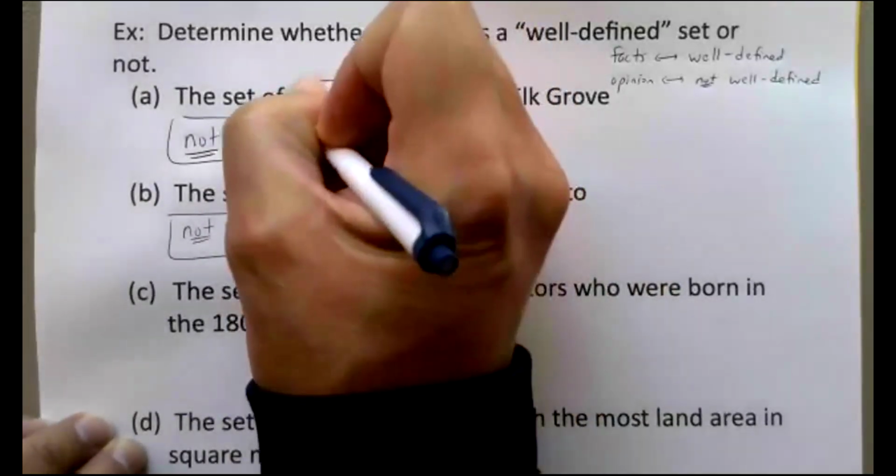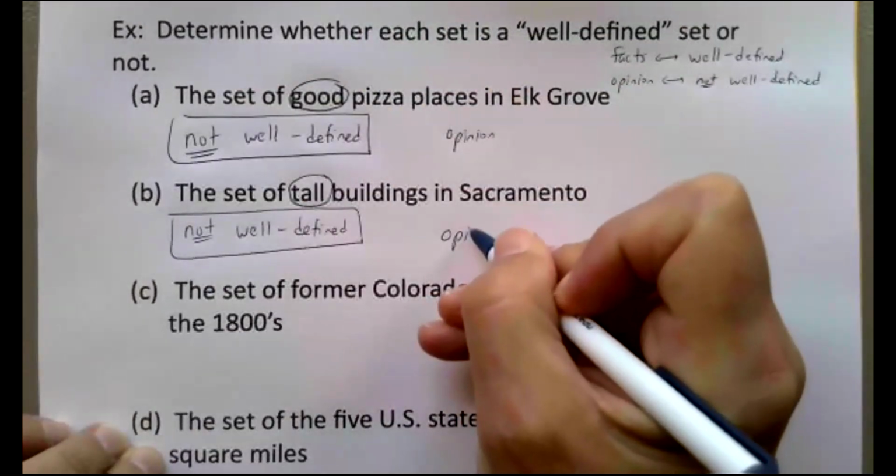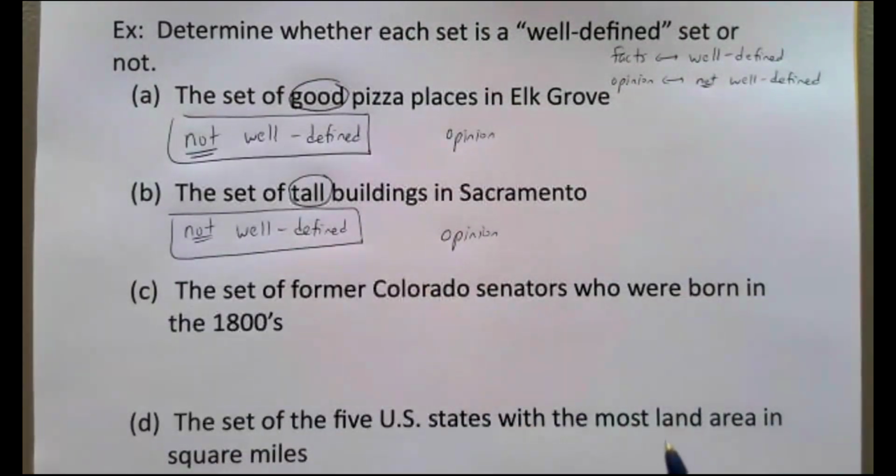What does the word good mean? You might think something's good. I might think it's not good. It has to do with our opinion. It is not well defined. I might have my answer for what I think are the set of tall buildings in Sacramento. You might have your own answer for what you think of as the set of tall buildings in Sacramento, because our definition of tall might be different, right? It's not precise enough.